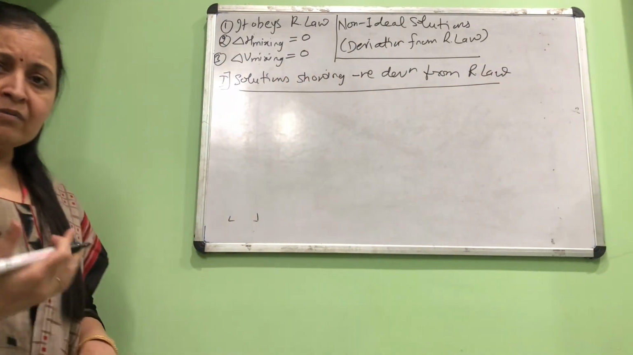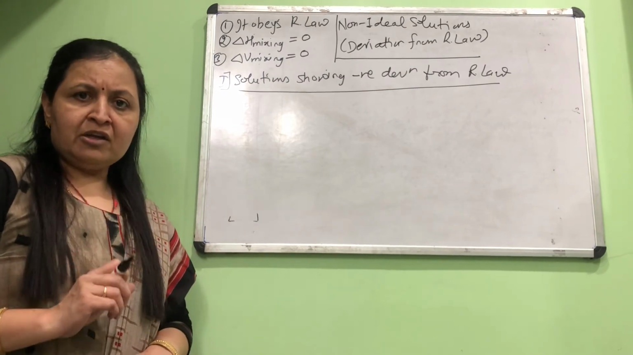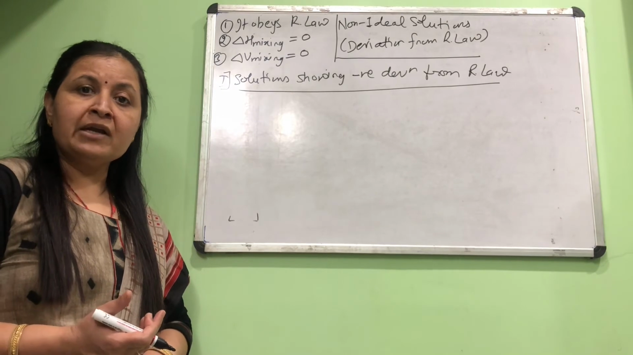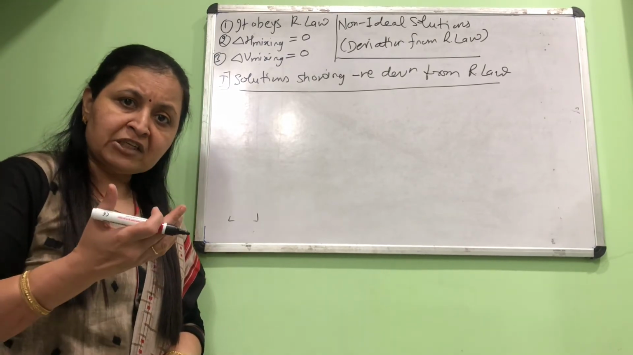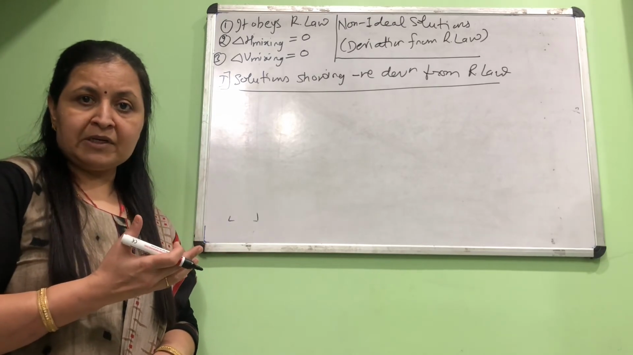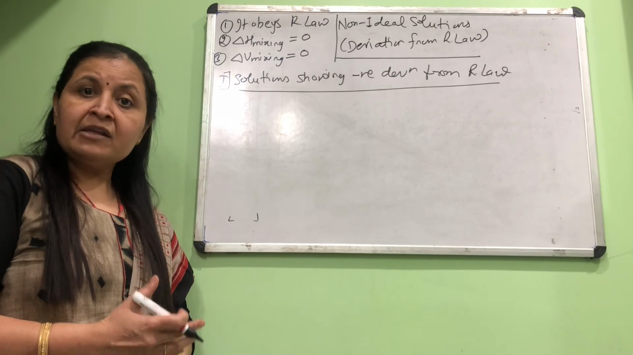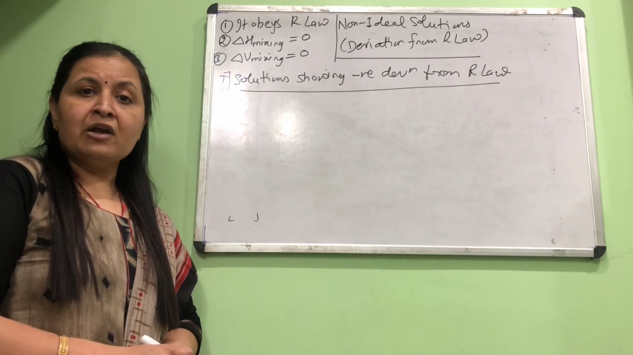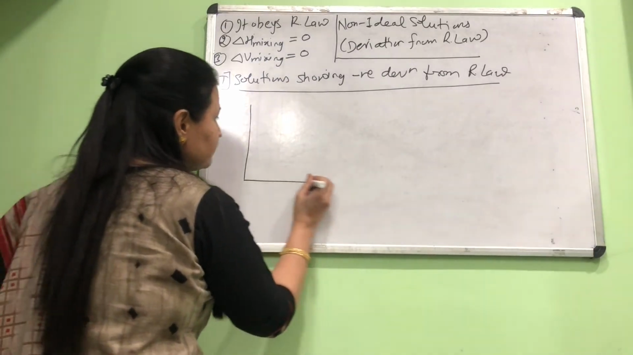What is the easier way to understand negative deviation? In short, those solutions where the observed partial pressure of the component is less than expected. According to the mole fraction, you expect some corresponding vapor pressure. If the observed vapor pressure is less than what you are expecting, then such a solution is said to show negative deviation from Raoult's law. Graphically we can very easily represent this.